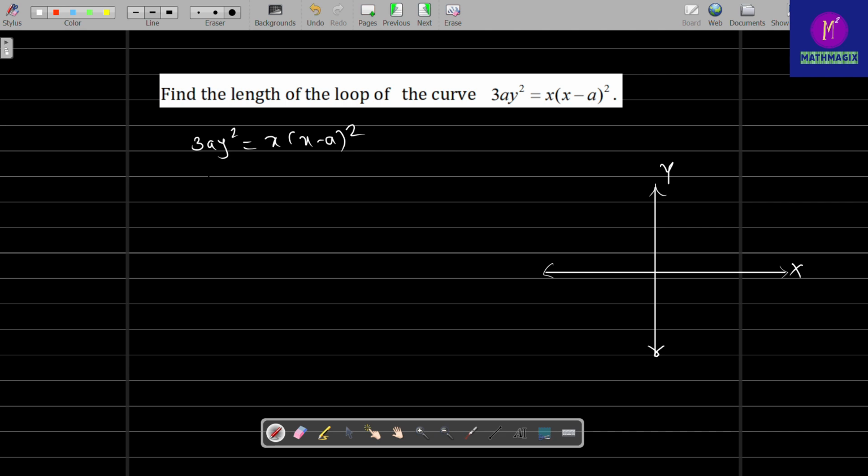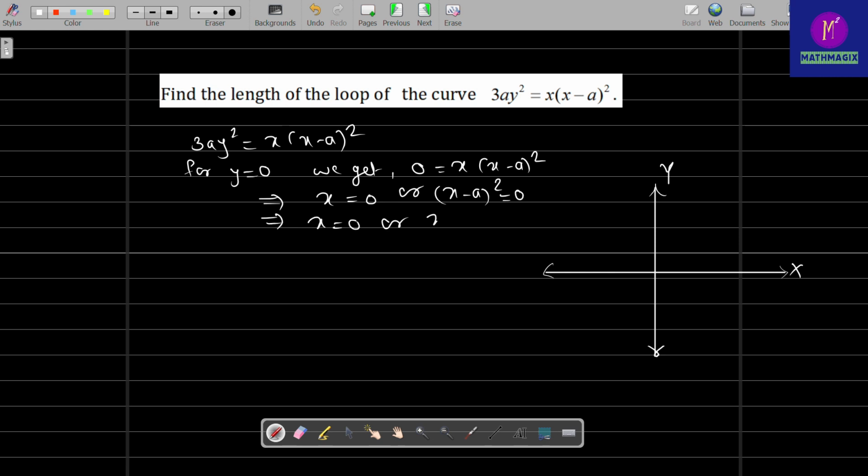So we have 3ay² = x(x − a)², that is the equation of a loop. First we will see that the loop is present in between which two points and how to find that. In the LHS we have 3ay², so we will put y = 0. So for y = 0 we get 0 = x(x − a)². This implies either x is 0 or (x − a)² is 0, which implies either x = 0 or x = a.